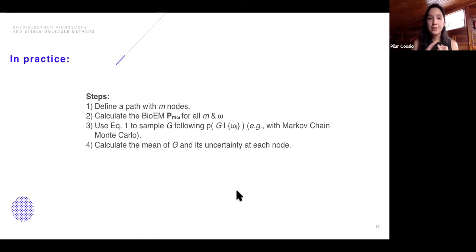So there are four main steps. The first step is that you define your path with your M nodes that take you from one relevant state to another. Then you calculate this Bio-EM likelihood that tells us the probability of a model along the path to generate an image, and you can pre-calculate this for all the models along your path and all your images. Then we use equation 1 to sample the free energy profile following this posterior probability distribution. So basically, what are the most probable G's given this posterior? And we can do this using a Markov chain Monte Carlo. And finally, once this Markov chain sampling has converged, we can calculate the mean and the uncertainty at each node of the free energy profile. So now I'm going to go quickly into each of these steps.